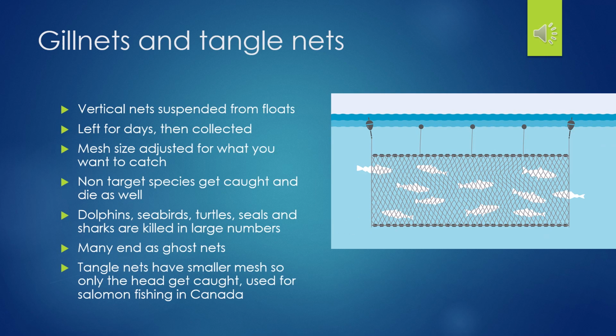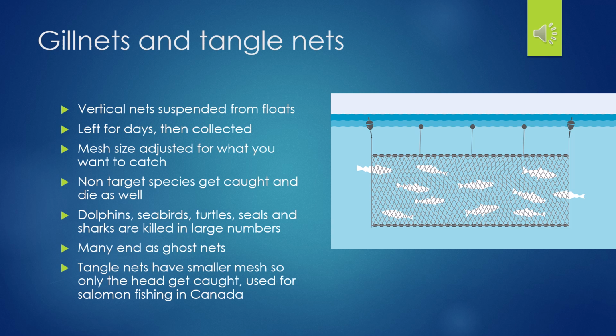Gill nets and tangle nets are a very old way of fishing as well. You might see traditional fishing where you put a few poles out in the ocean and put a net between them, and then the next day you go out and see what you catch. It's a vertical net suspended from floats or from sticks, and then you leave it for some days and then collect it. And you can adjust the mesh size for what you want to catch. But still, you will see that you catch non-target species as well.